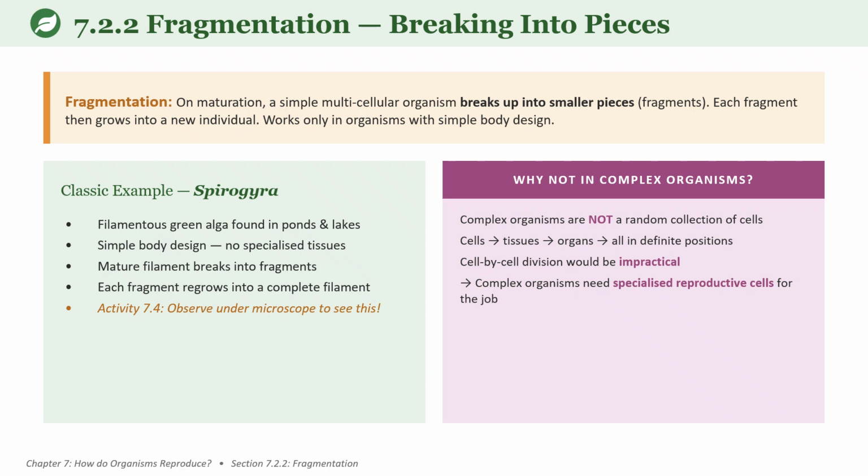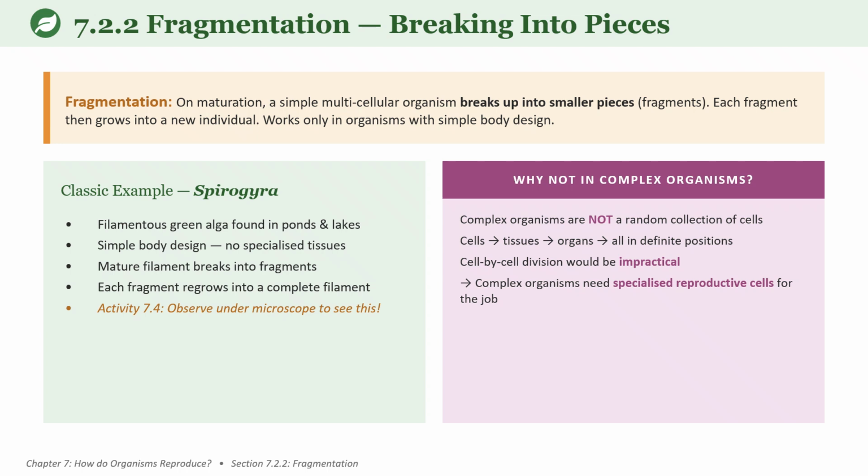Example, we can say Spirogyra, a green algae. What is the process in this? The mature filament breaks into pieces and each piece grows independently. New Spirogyra filaments are formed. Why does it work in Spirogyra? The body of Spirogyra is so simple and no specialized tissues are there, so every fragment can grow independently. What is its importance? It allows rapid multiplication in aquatic environments.